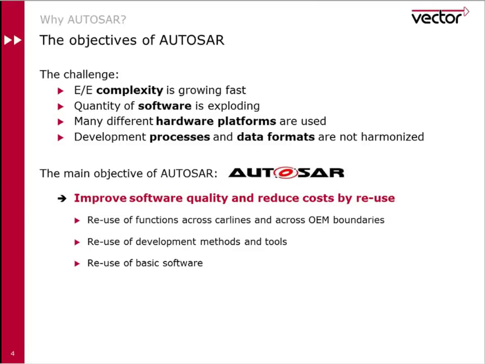So the main objective of AUTOSAR is to improve the overall efficiency, essentially with a message of reuse, reuse, reuse. We want to reuse software not only across different car lines within the same vehicle manufacturer, but also across the OEM boundaries. This means the different OEMs are all reusing the same software inside their vehicle. Reuse of the different development methods and tools, so we're all following similar processes and similar development tools for developing the software. And reuse of what's termed in AUTOSAR the basic software. This is the software underneath the application within the ECU itself.